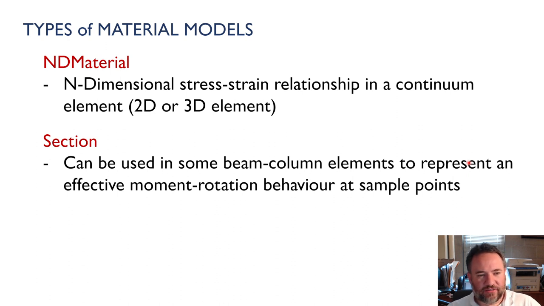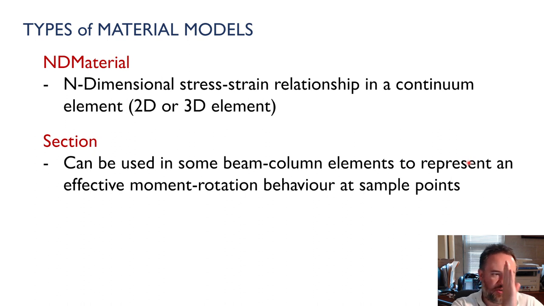And then we have sections. Sections are a bit hard to explain without seeing it, so I'll explain it better later. But in some beam column elements, you can't define a moment rotation for the entire beam. You need to define discrete locations where that moment rotation behavior will exist. And so that's the purpose of a section.